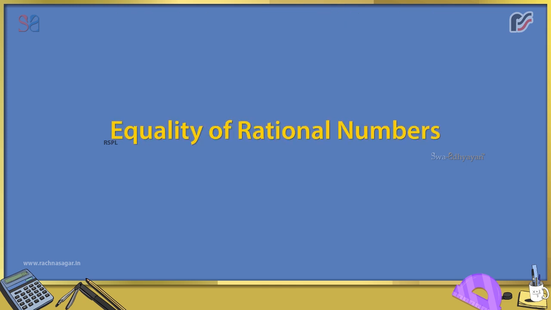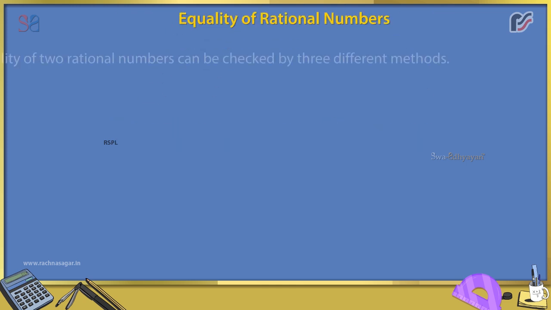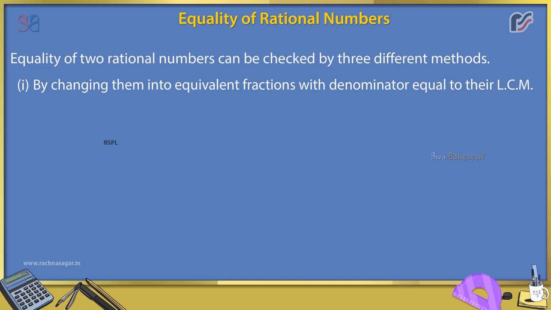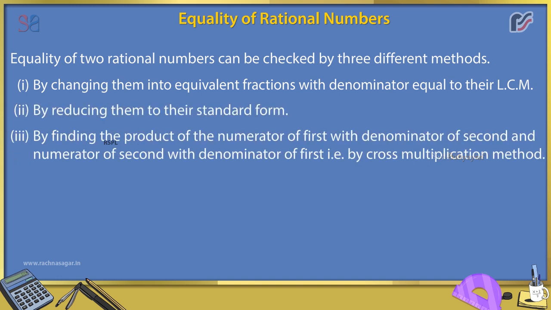Equality of rational numbers. Equality of two rational numbers can be checked by three different methods. 1. By changing them into equivalent fractions with denominator equal to their LCM. 2. By reducing them to their standard form. 3. By finding the product of the numerator of first with denominator of second and numerator of second with denominator of first, that is, by the cross multiplication method.